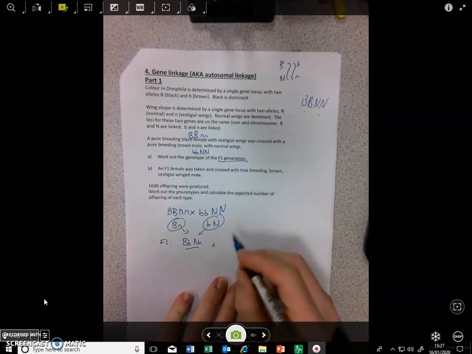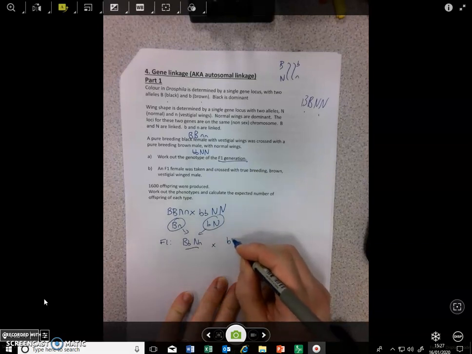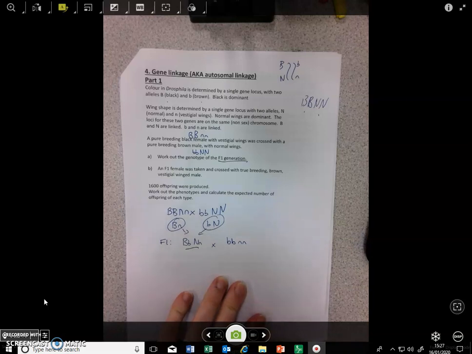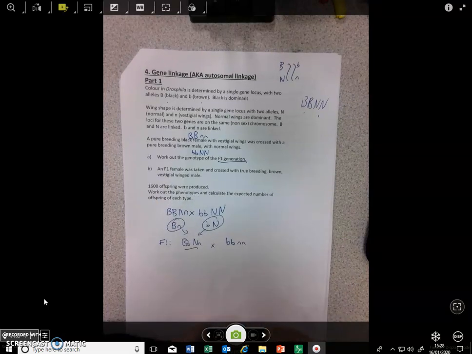Brown and vestigial wing, they're the two recessive traits, aren't they? So brown vestigial wing is going to be that. Now it says next, 1,600 offspring were produced. Work out the phenotypes and calculate the expected number of offspring of each type.